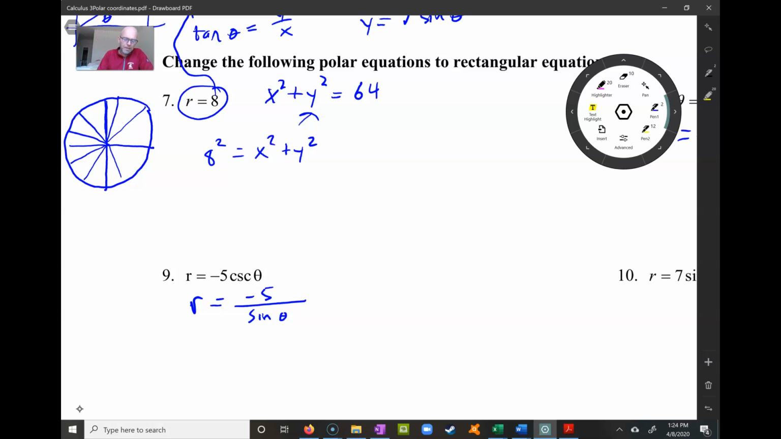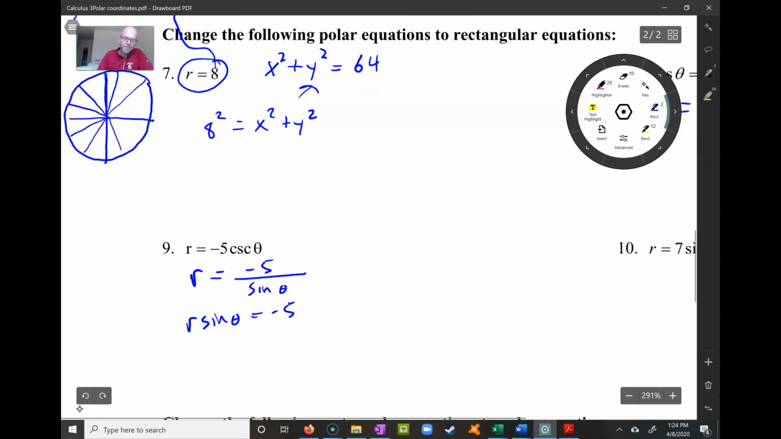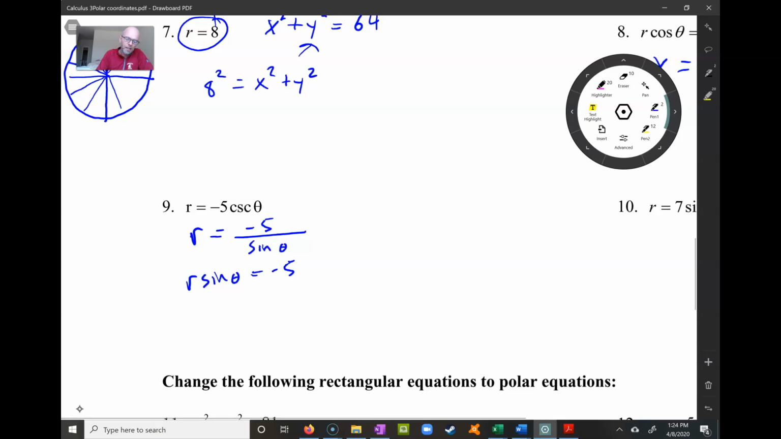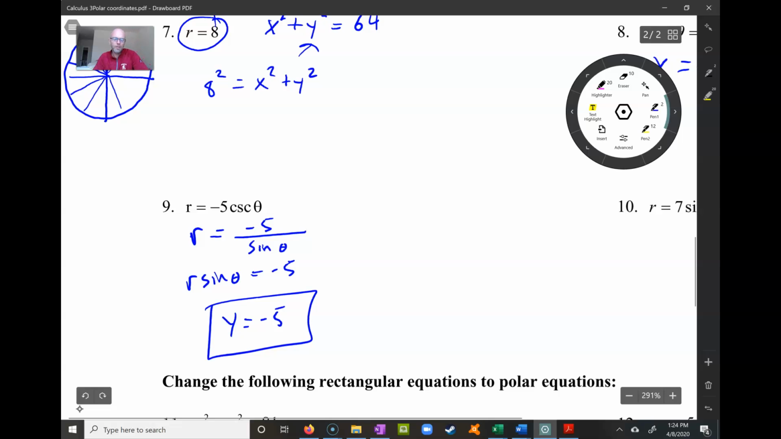So then that makes me think that if I multiply both sides by sine theta, I get r sine theta is equal to negative 5. And we, again, know that r sine theta is just y. So I could replace this with y, and I get y equals negative 5. And that would be an equation in rectangular coordinates.